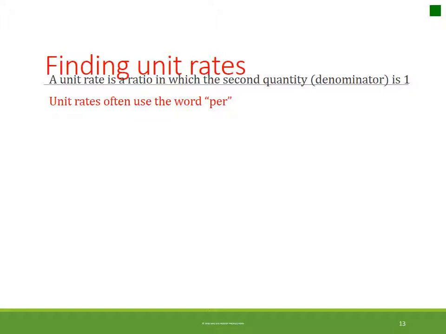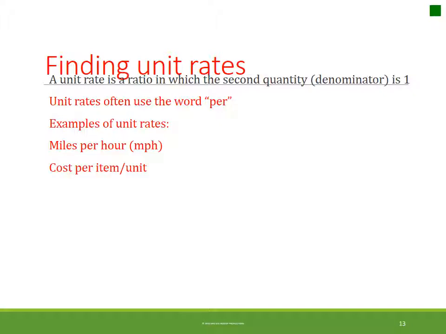Unit rates often use the word per. If you are talking to someone or you're reading something and you see something per something, that's usually an indication of a unit rate. Here are some very common ratios that are in the form of unit rates. Miles per hour. When you talk about a speed as miles per hour, that's a unit rate because you are comparing the number of miles per 1 hour traveled.